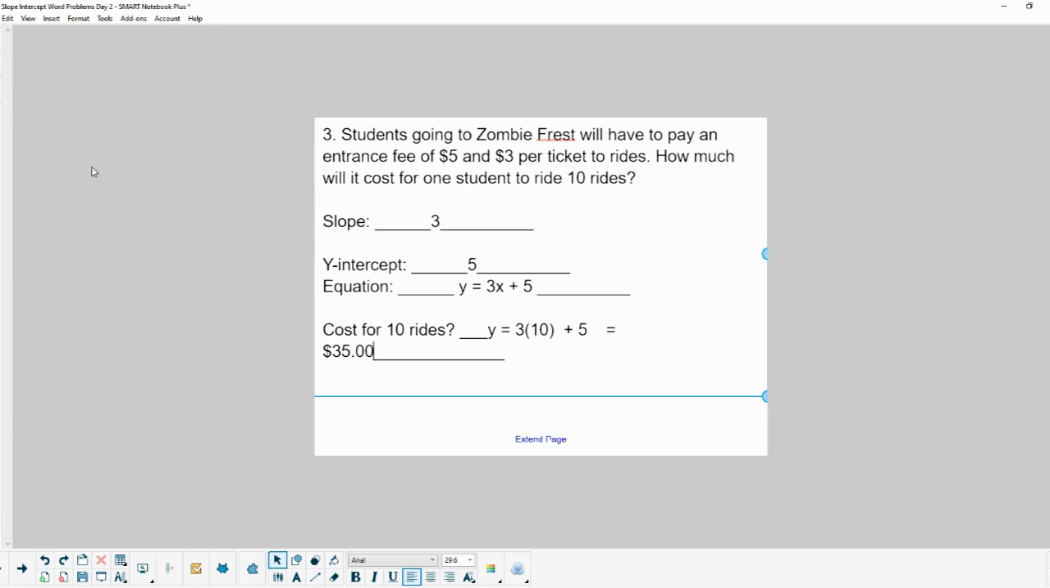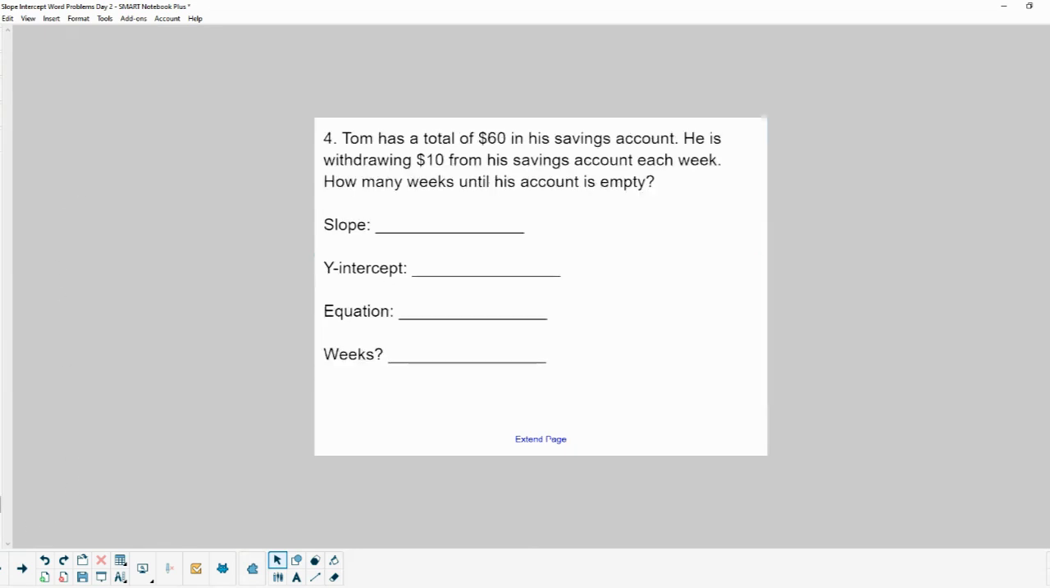Okay, let's keep going. We've got a lot of momentum going. Let's keep it going. Tom has a total of $60 in his savings account. He is withdrawing $10 from his savings account each week. How many weeks will it take until his account is empty? So we know right away that he's got 60 already. So the initial amount in his account is 60, right?